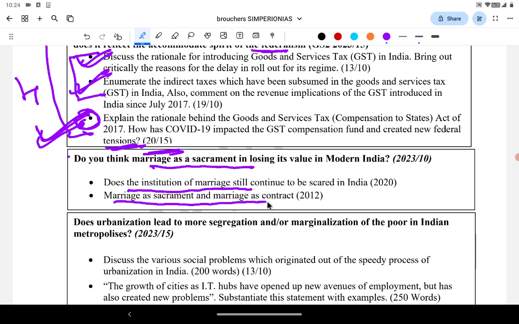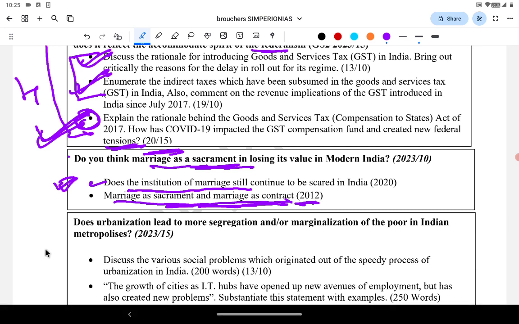Marriage as a sacrament and marriage as a contract. This is the 2012 question, this is the 2020 question, this is the 2023 question. The same question repeated 3 times in roughly the last 10 to 11 years. You cannot miss such questions. If you don't prepare for these and just prepare marriage as a topic, it's not that easy to write these answers in the exam. If you prepare it, you will write very well and probably get 60, 70, 80% of the marks. That is what differentiates you from other aspirants.